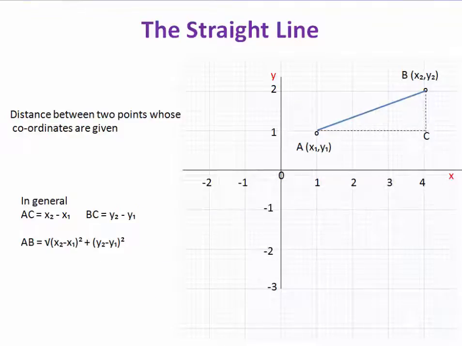In a general rule, we can write it in this way. So if the coordinates that we're given for A are (x1, y1), and for B (x2, y2), then in general this AC is x2 minus x1, so that's this distance AC, and BC is y2 minus y1, which is the y coordinates, and then this is Pythagoras.